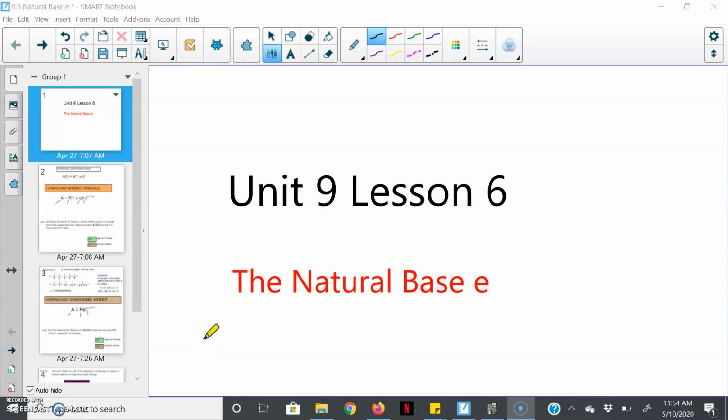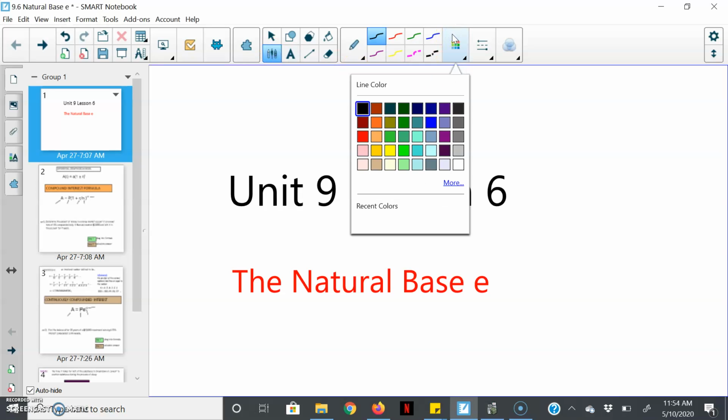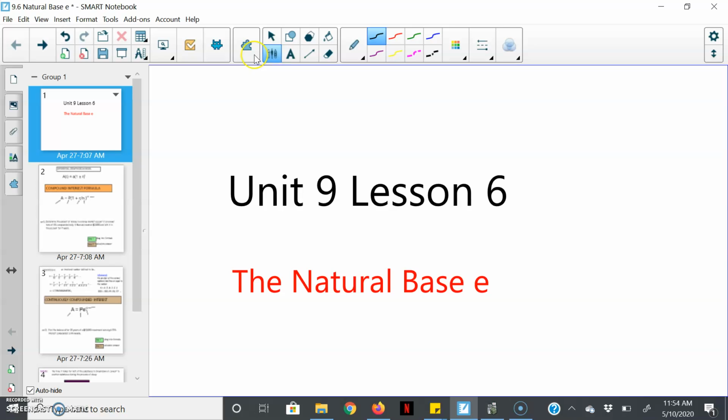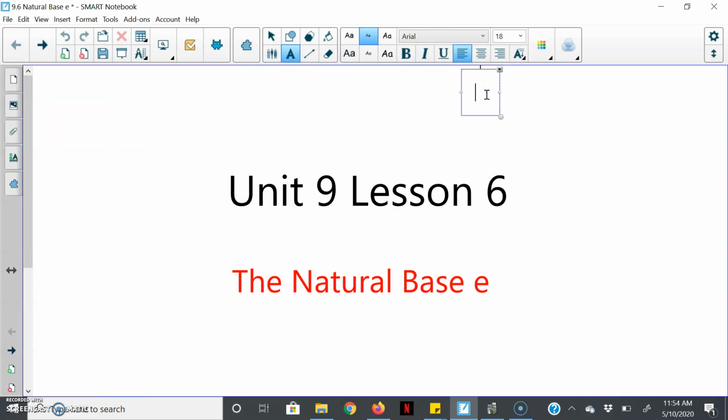Hey, what's up, everybody? Today what we're going to be doing is 9.6, which is talking about the natural base E. When I'm saying natural base E, what I'm referring to is if I have log, and then if I have a base of E. And E is an irrational number, kind of like pi, it goes on forever and ever and ever.